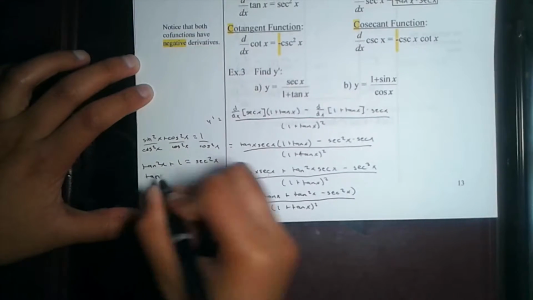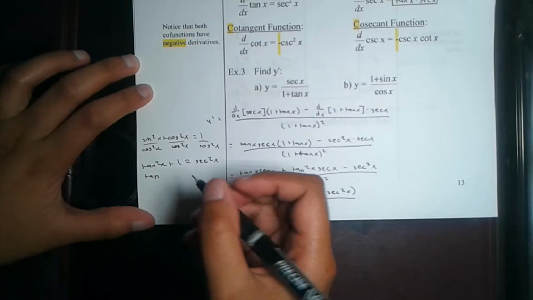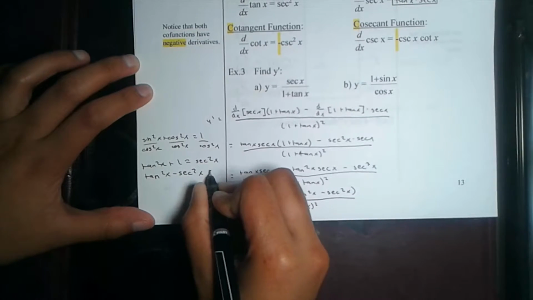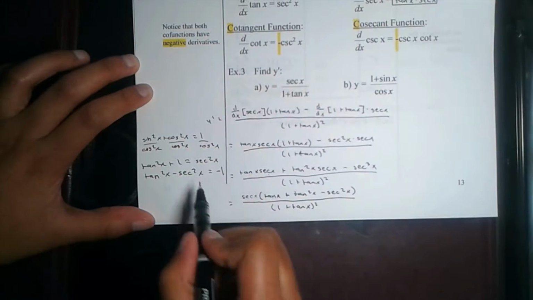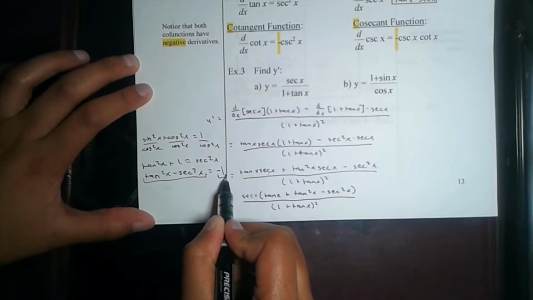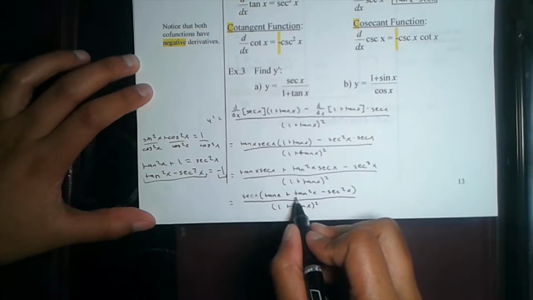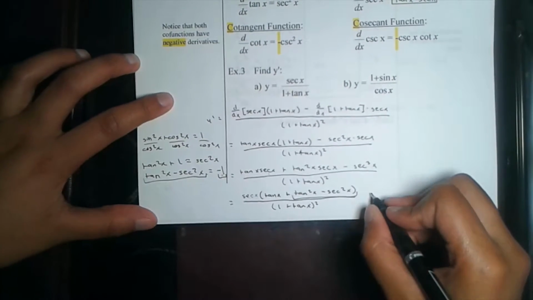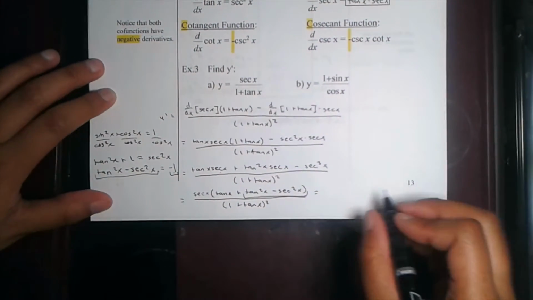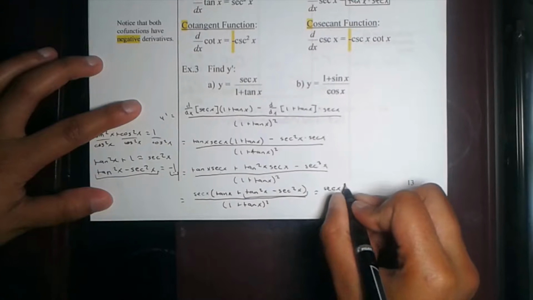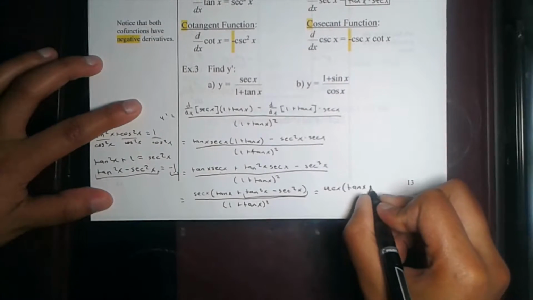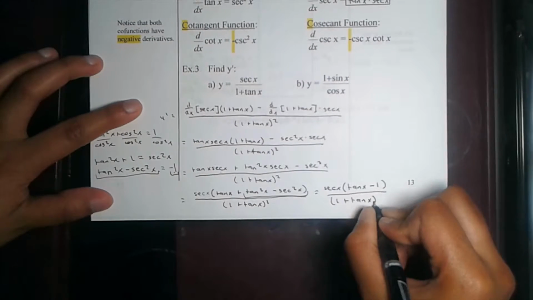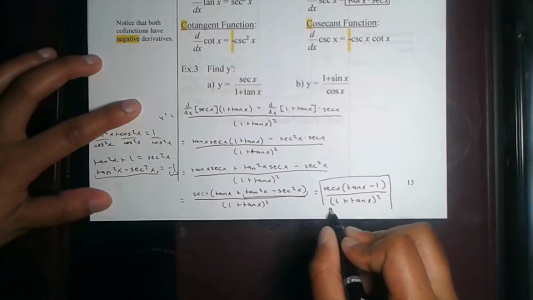So if you subtract secant squared x on both sides and 1 on both sides, you can get secant squared x on that side and you'll have a negative 1. So you can see this is the same thing as this. So if you have tangent squared x minus secant squared x, you can put negative 1 instead. So you have secant x times tangent x minus 1 all over 1 plus tangent x squared. And that's your final answer.